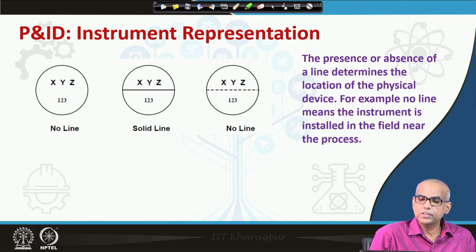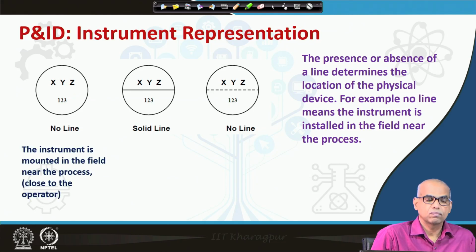The presence or absence of a line determines the location of the physical device. This we have already seen. For example, no line means the instrument is installed in the field near the process, or we call it locally mounted.